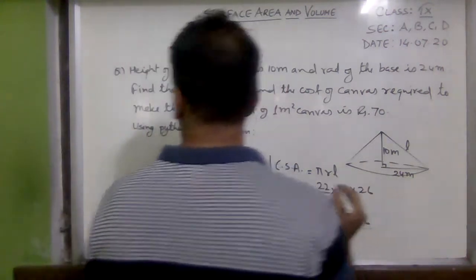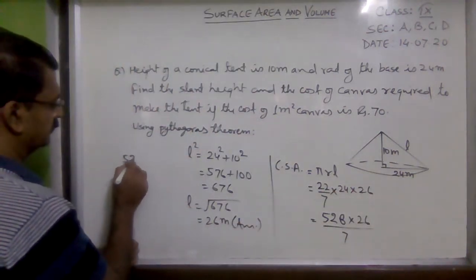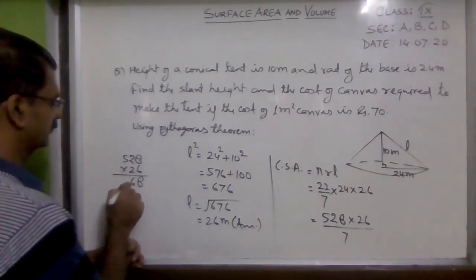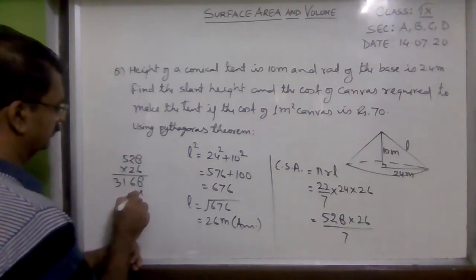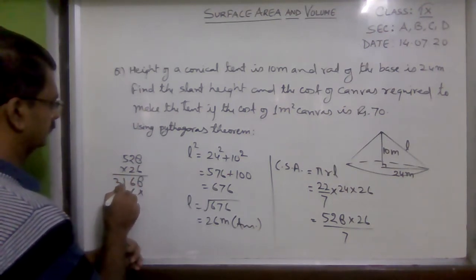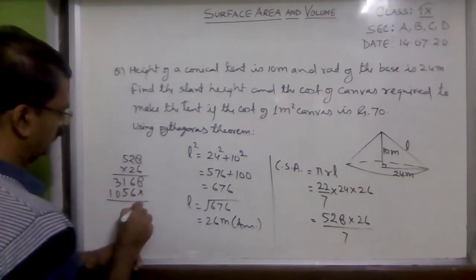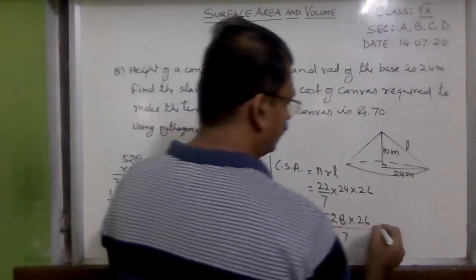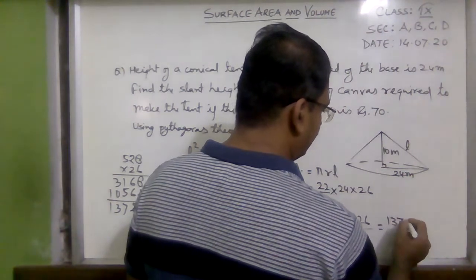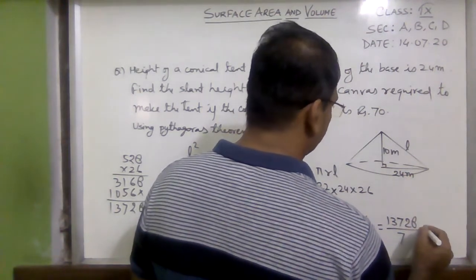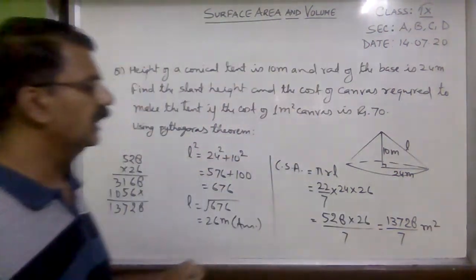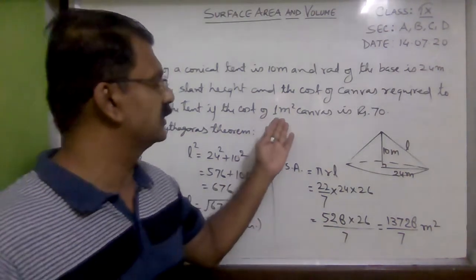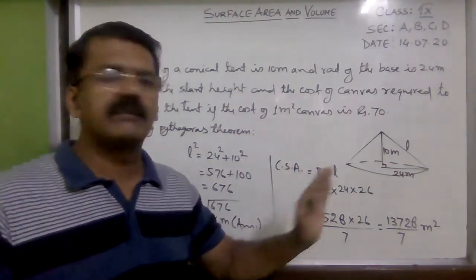So first of all, you multiply 528 and 26. 13728. So it is 13728 upon 7 meter square. You don't have to divide it, because when you find the cost, you will multiply it by 70, because cost of 1 meter square is 70, then 7 will be cancelled.